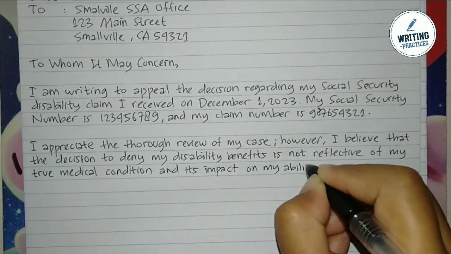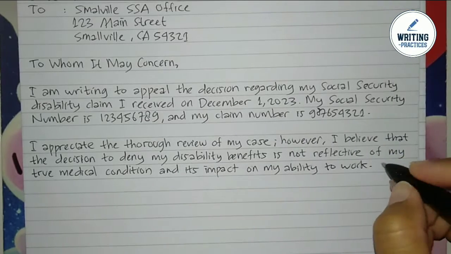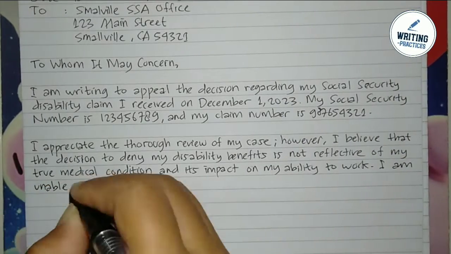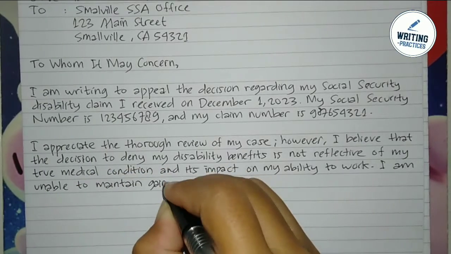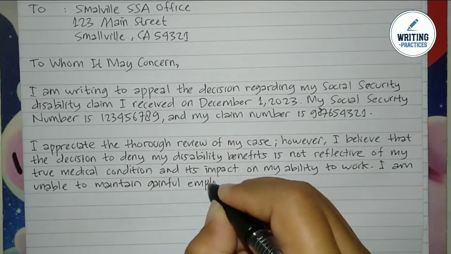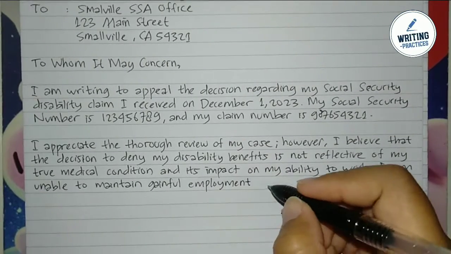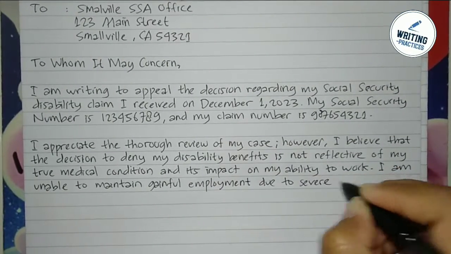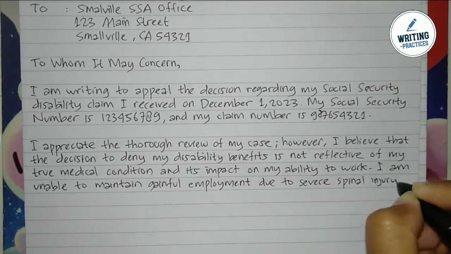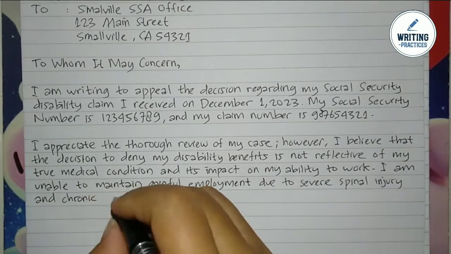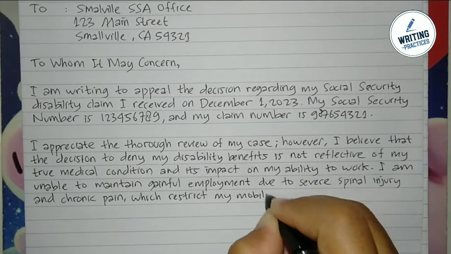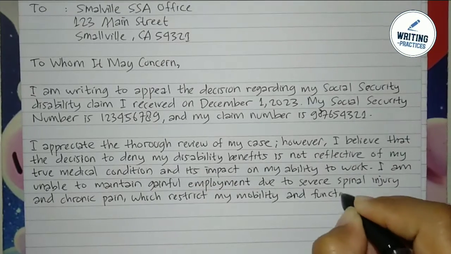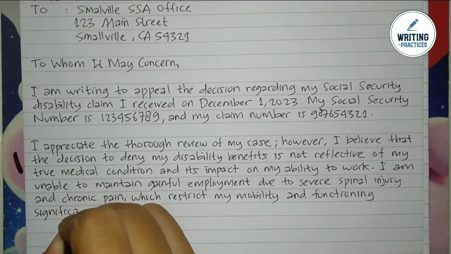Since you talk about inability to work, now you have to write your medical condition description. Yes, you need to describe your medical condition by emphasizing its severity. And write also how it impacts your ability to work. Here is the example. "I am unable to maintain gainful employment due to severe spinal injury and chronic pain, which restrict my mobility and functioning significantly."